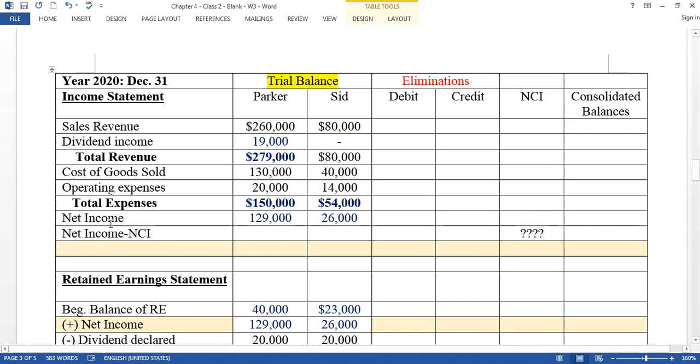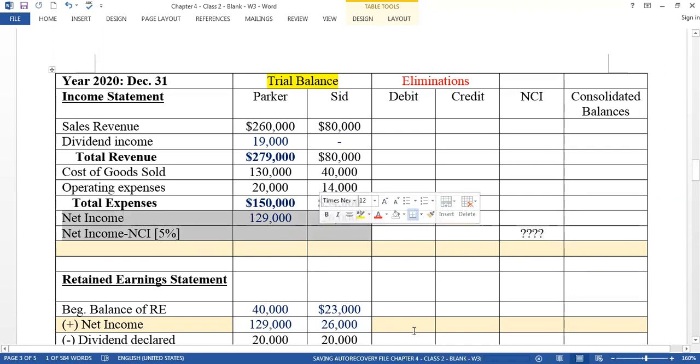But as we are keeping net income together, one for the parent company, one for the subsidiary company, we should have another net income because NCI, you know that, 5% is their money, right? 5% is for NCI. So from this information, can you guess what should be the number here?